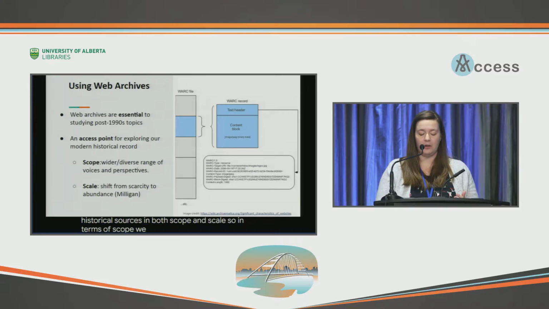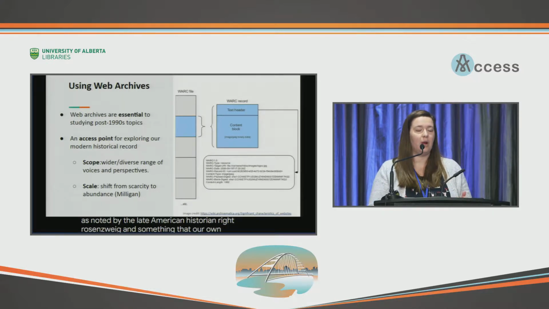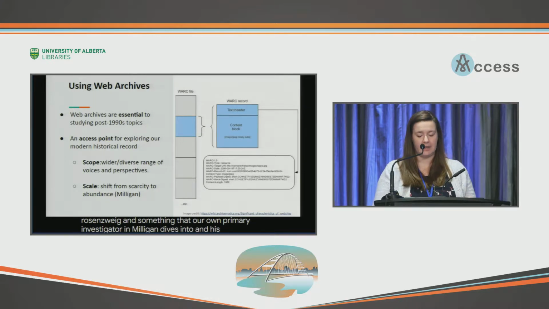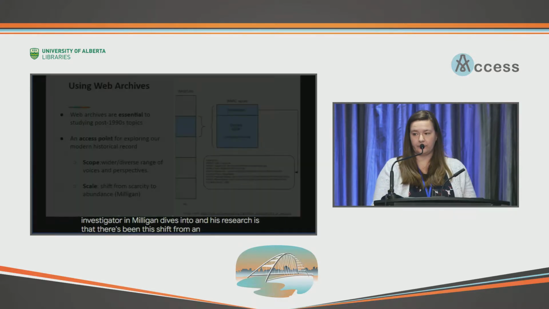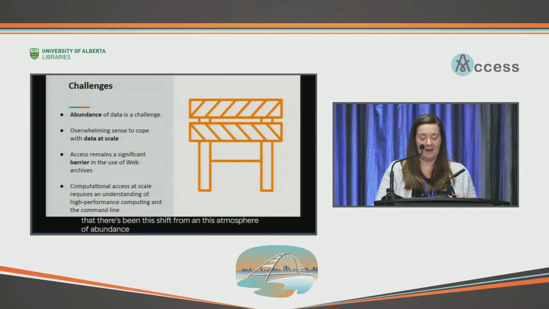In terms of scope, we have scholars who are now approaching data sources that are inclusive of a more diverse range of voices. And in terms of scale, as noted by the late American historian Roy Rosenzweig, and something that our own principal investigator Ian Milligan dives into in his research, there's been this shift from an environment of scarcity to one of abundance. This atmosphere of abundance, however, also brings with it this overwhelming sense and at times an inability to cope with sifting through data. For instance, the Internet Archive currently and alone has 50 petabytes worth of unique data, which amounts to billions of web pages.